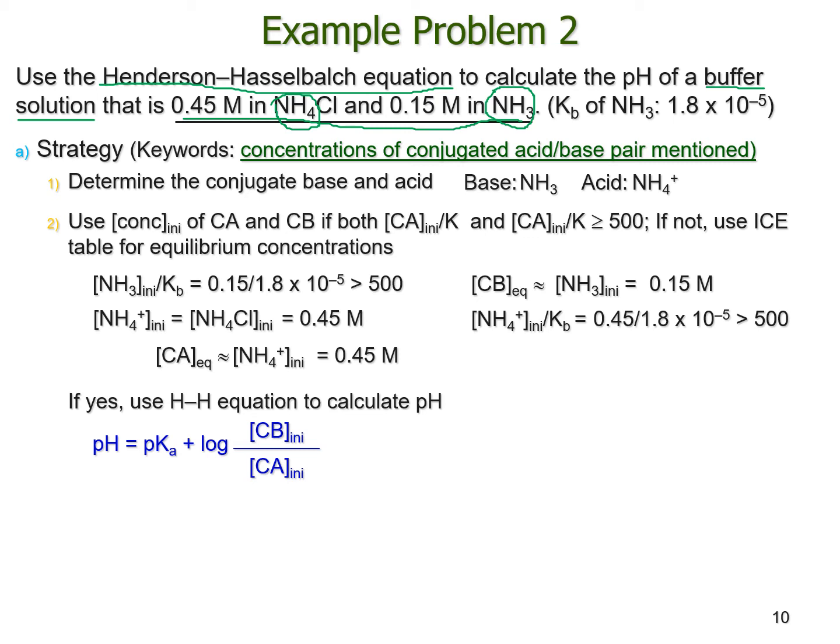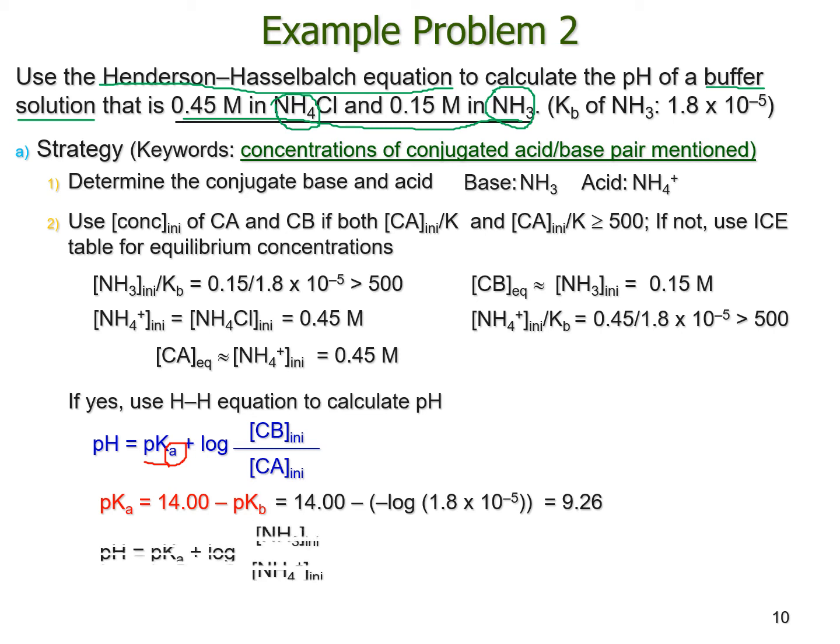But wait a minute. I just want you to realize this is pKa. Do we have a pKa? No, we don't, because we have Kb. So pKa equals 14 minus pKb. P means negative log, so we put the number in, take the negative log, and subtract it from 14.00, so we got 9.26. Now with the pKa known and the initial concentrations known, we apply it and find 9.74, the pH of this buffer solution.